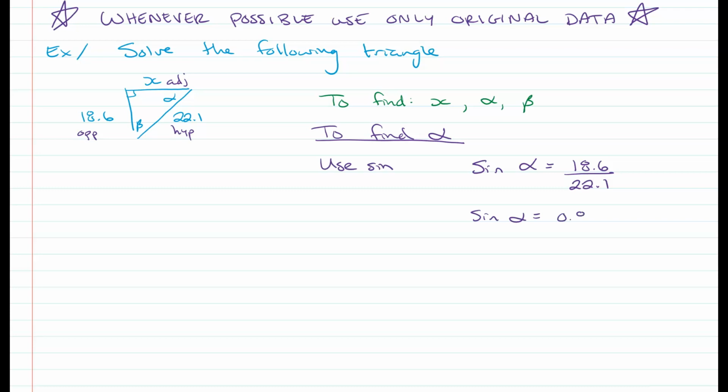18.6 divided by 22.1 is 0.8416. And now I use that inverse sine, that sine minus 1, to find alpha. So alpha equals 57.3 degrees.